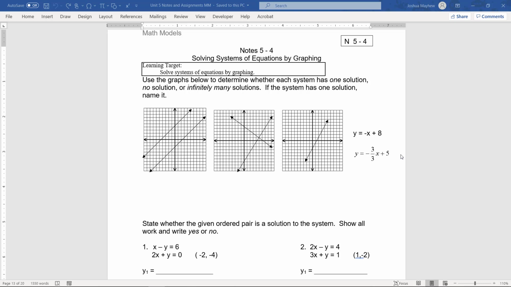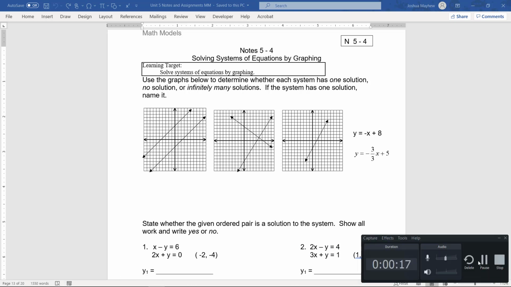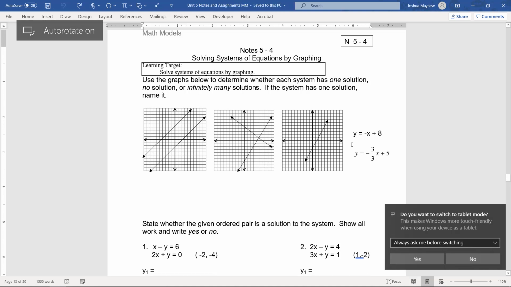Okay, so pay attention. The good thing about a video is you can pause it, you can rewind it if you need to. So today we're going to talk about solving systems of equations by graphing. A system of equations is simply more than one equation. First we're going to look at a couple of situations on what kinds of solutions you're going to see.